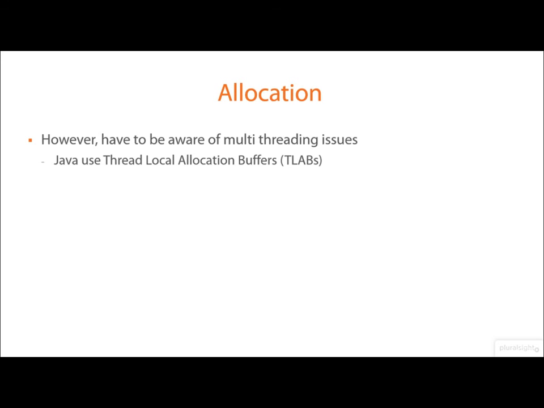So in Java, we use something called a thread local allocation buffer, or a TLAB. Each thread gets its own buffer inside the Eden space, and threads can only allocate into that buffer. There's no contention for memory now. Each thread gets its own buffer, and each thread can just allocate space within that buffer without competing with another thread. So there's no locking required. And again, this makes allocation very, very quick.